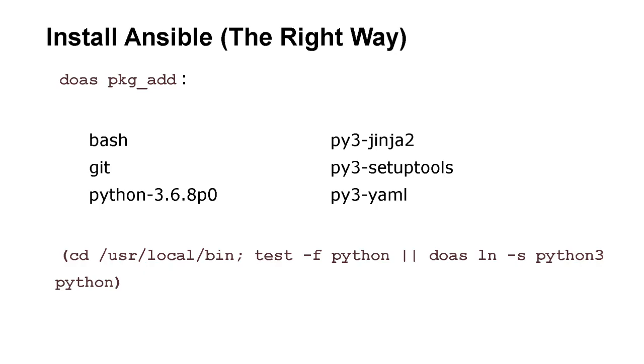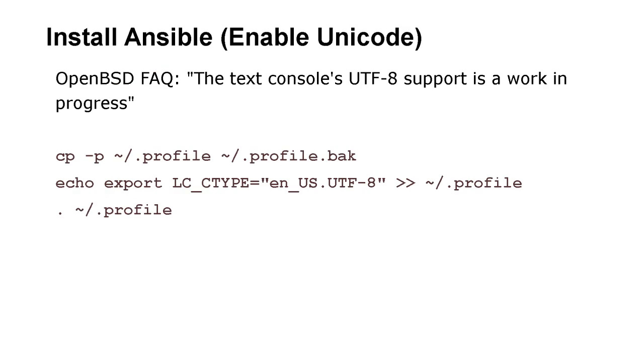For my example, I'm using OpenBSD, of course, but the process is similar on Linux. First, fetch a couple of dependencies. I need Bash, Git, and Python. Then I need three extra Python packages. Jinja 2 is a template engine, Setuptools should be self-explanatory, it's Setuptools, and YAML is the markup language that Ansible uses. I also like to create a symlink to my Python interpreter in /usr/local/bin if it doesn't already exist. OpenBSD also has, let's say, unsophisticated Unicode support.